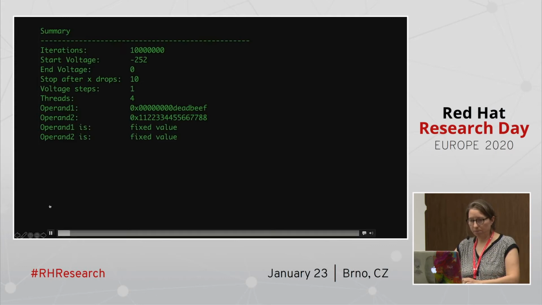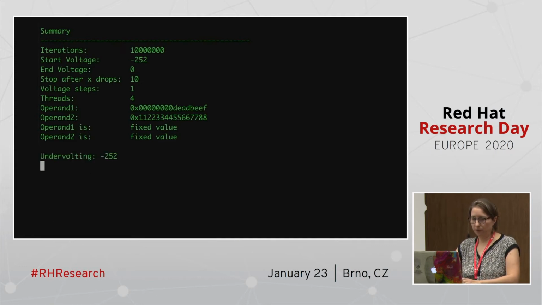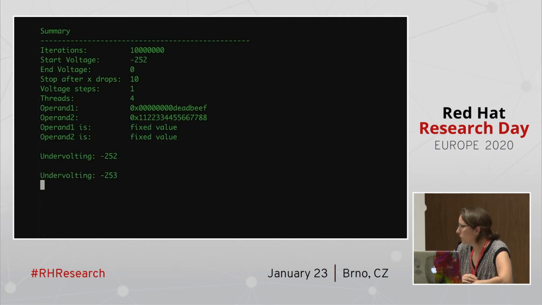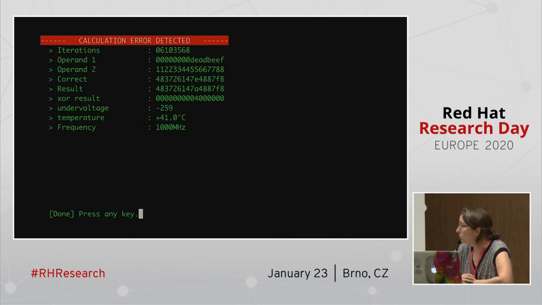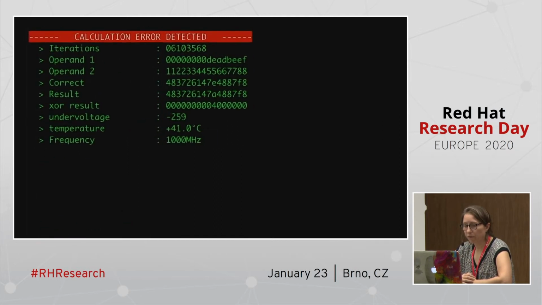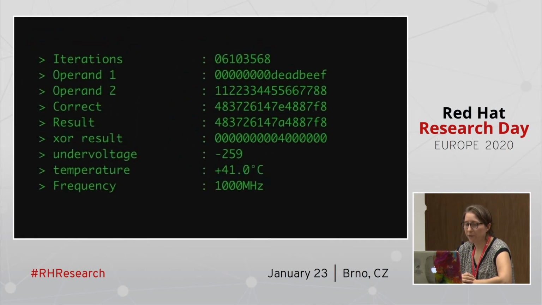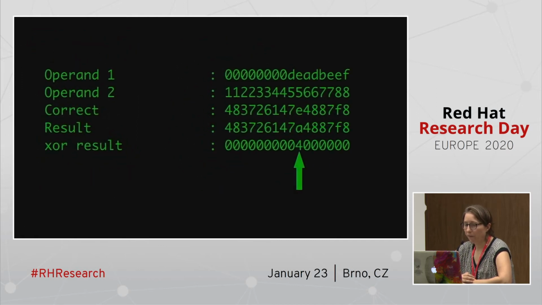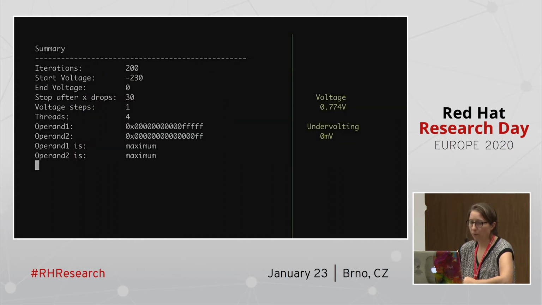So what I'm doing here is I'm going to multiply DEADBEEF by 11222, and I'm going to slowly undervolt, and we're just going to see what happens. Nothing at minus 254, nothing at 255, nothing at 256, 257. We've got a bit flip. We've got a result, and we've got a bit flip, and you can see that from the XOR. It's only a single bit, so I'm going to run this a few more times because I want to know if it's only ever going to be that one bit flip.